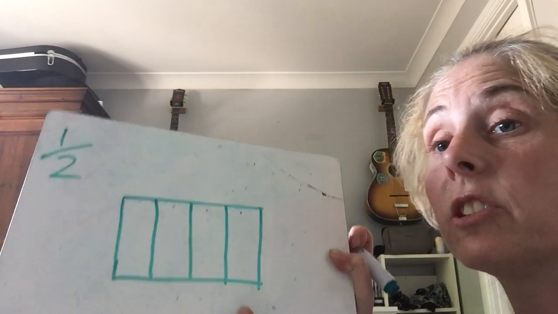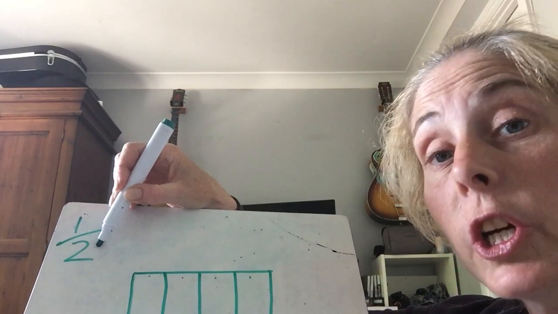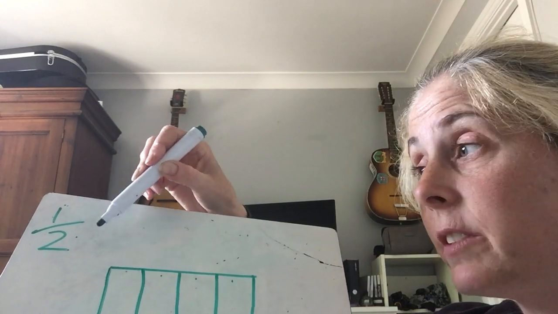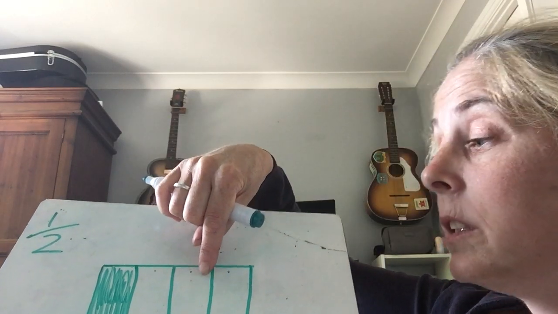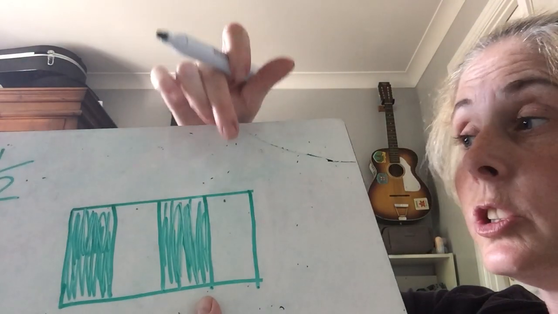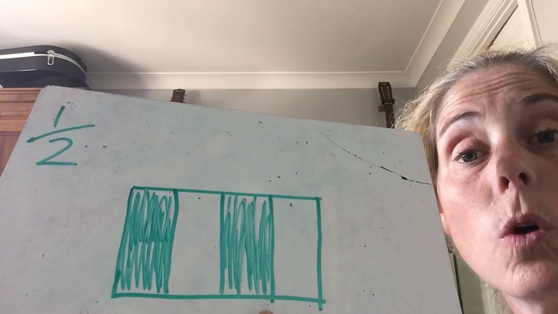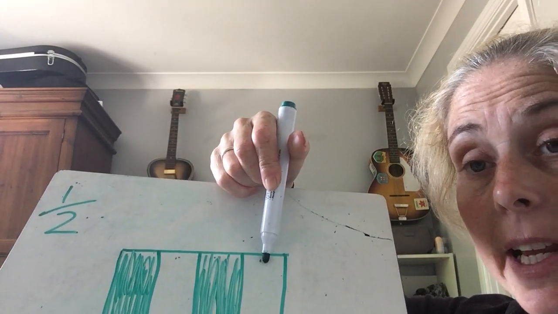A really good thing to remember is we're still shading 1 out of every 2. Okay, so even though there's 4, we still shade 1 out of every 2. So I would shade 1, 2, 1, 2. Okay, so I have shaded 2 parts out of 4, which is the same as 1 out of every 2. Okay, can you see?